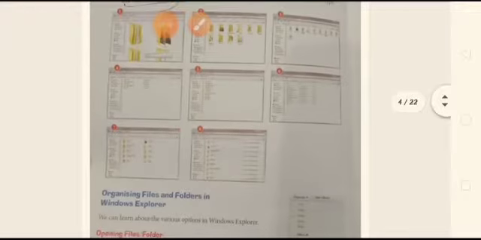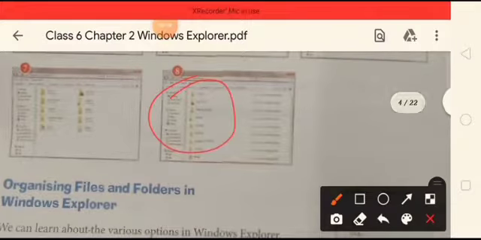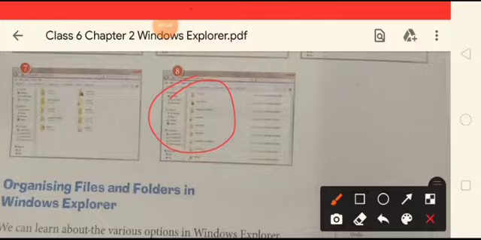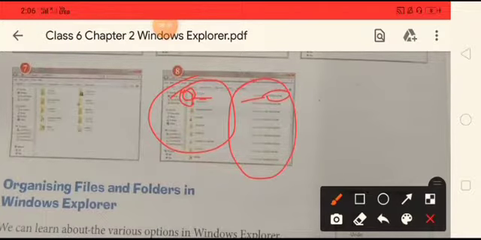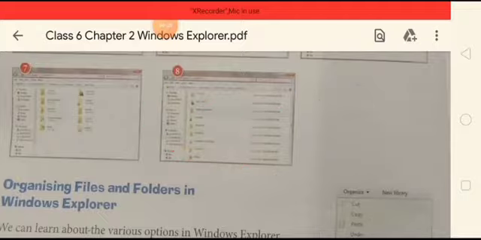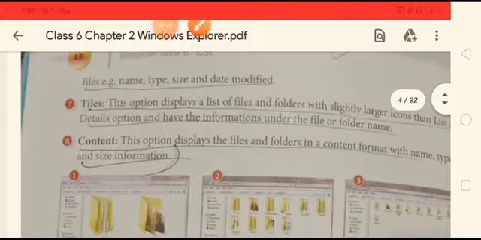See, this is the type of content available. This is your icon, this is the name of the file, then when it was last modified, what is its size, and what is the type of the file. These are all the information given to the right side. So these were the 8 possible views in which we can view the files and folders.